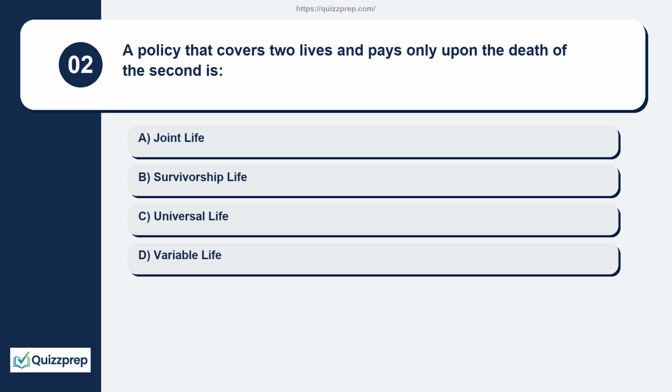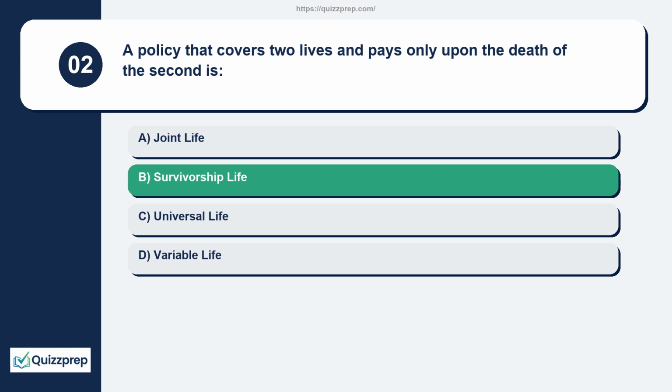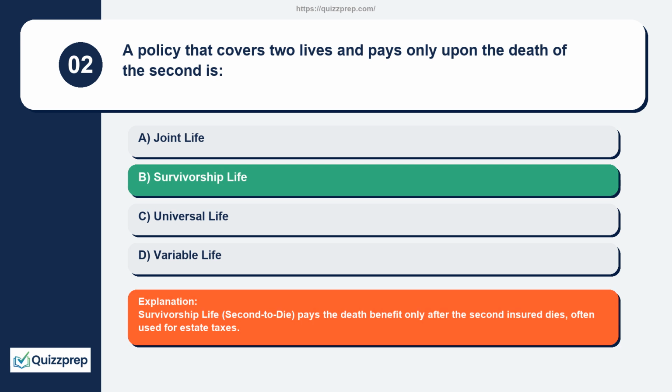Question 2. A policy that covers 2 lives and pays only upon the death of the second is joint life, survivorship life, universal life, variable life. Survivorship life, second to die, pays the death benefit only after the second insured dies, often used for estate taxes.